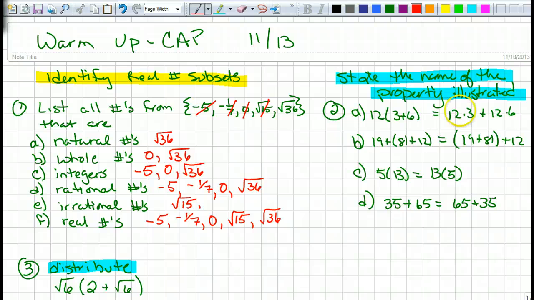Okay? Now, for 2A, B, C, and D, what we need to do is actually state the property that belongs to those. So on this first one, what do we see? What happens? It's actually just distributing that 12 to both the 3 and the 6. So it's distributive. Okay? For B, what changes on B? Yeah, 81 is associating with 12 on the first part, and on the second part, he hangs out with 19. So this is associative property of addition.